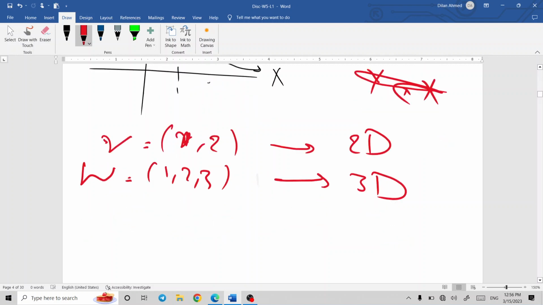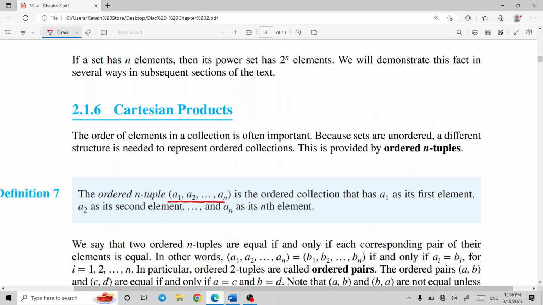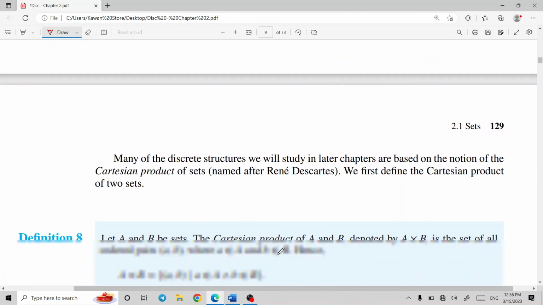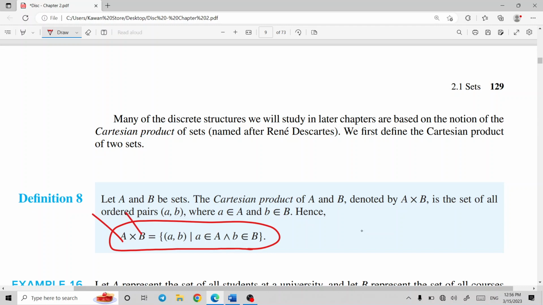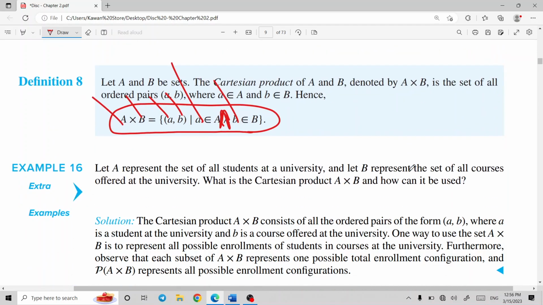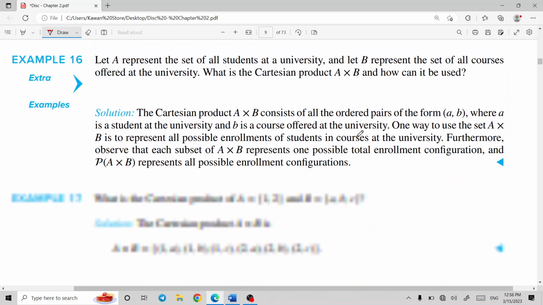Clear? Why do we study that one? Because later we are going to cross many things together, like this example. This is the definition, and you know the definition is very important. We say A cross B means that we are going to get ordered pairs such that the first location is for set A and the second location for B. Now give me an example to get more understanding.